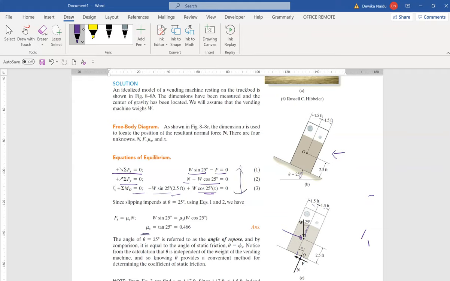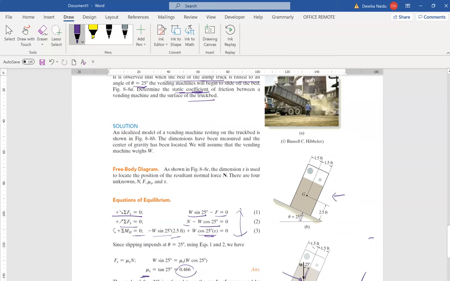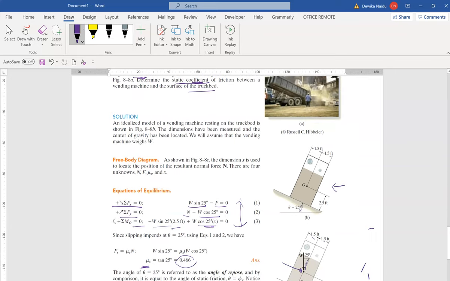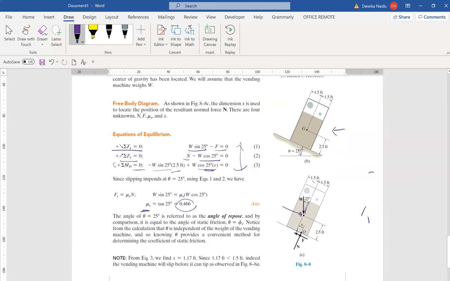So what you get, your mu S is actually 0.466. So the question is actually asking you to calculate the mu s, which you have done. Okay, that's it. Mu s, static friction, that's all. Okay, so the angle theta 25 is referred to the angle of repose, and by comparison it is equal to the angle of static friction. Notice from calculation that theta is independent of the weight of the vending machine. And so theta provides a convenient method for determining the coefficient of static friction.